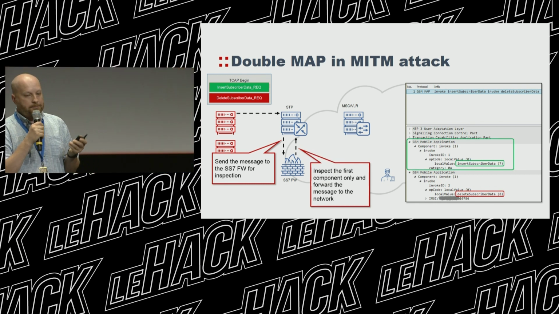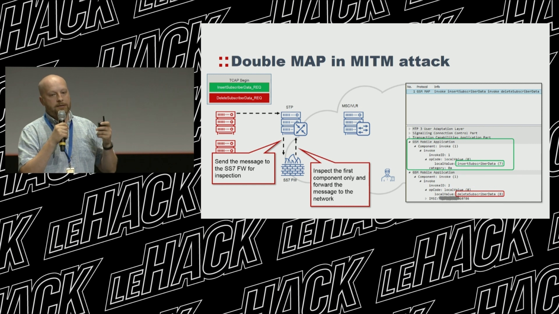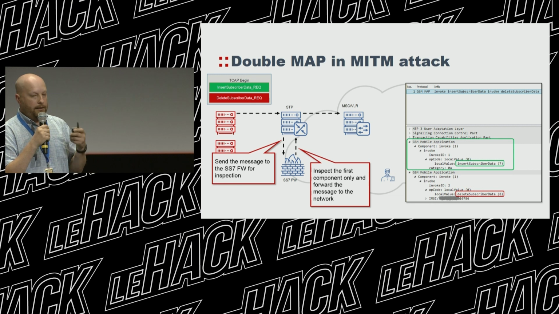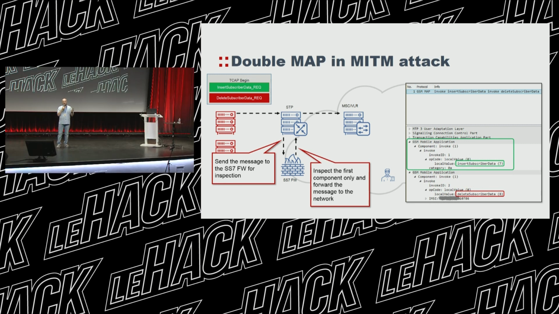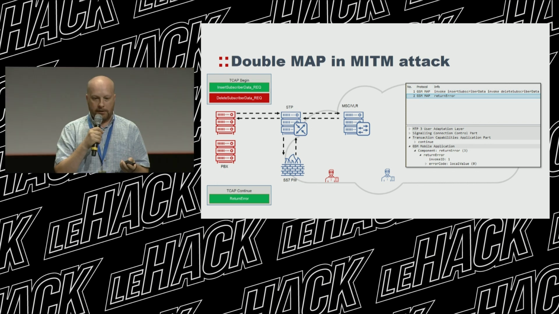The SS7 firewall inspects this signal message. It looks only at the first component. It finds this component is okay, and it sends the message to the STP. The STP delivers this message to the MSC, and the MSC sends a return error as a reply. That's okay, yes. This is a very strange situation when somebody wants to insert and delete some data simultaneously. This is a very stupid request.